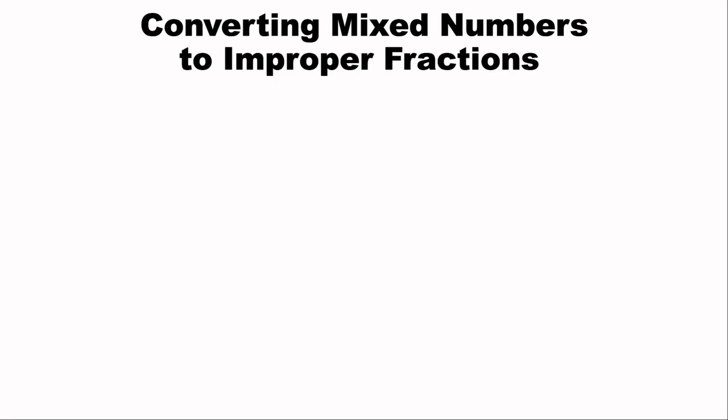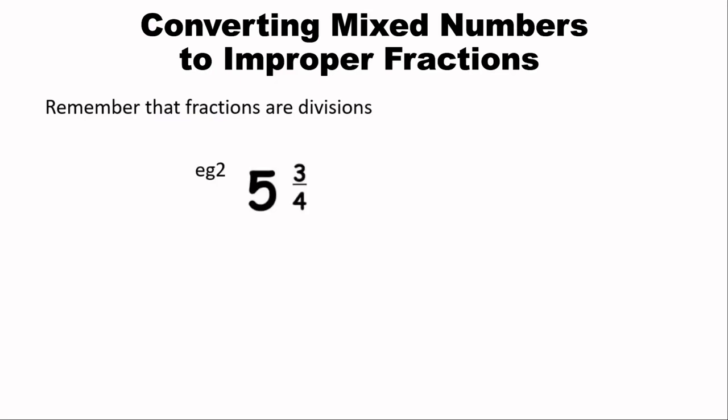Well, the reason is calculations with mixed numbers are very difficult to do. We'll always want to convert our mixed numbers into top-heavy fractions before we add, subtract, multiply, or divide fractions. Just remember that fractions are divisions, and with example 2, I've got the mixed number 5 and 3/4.